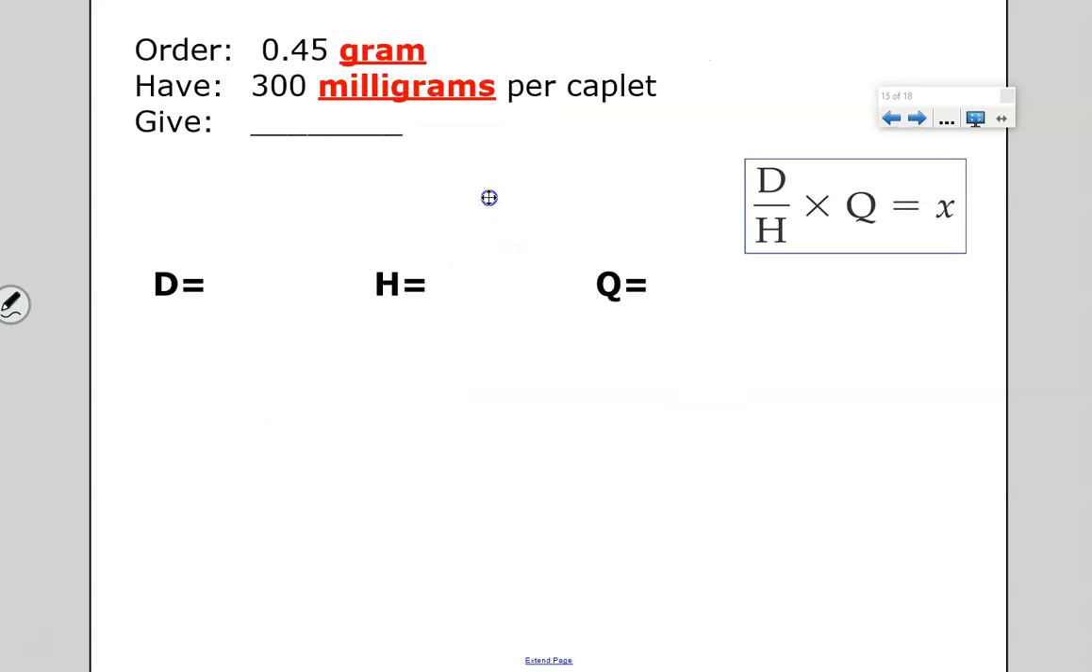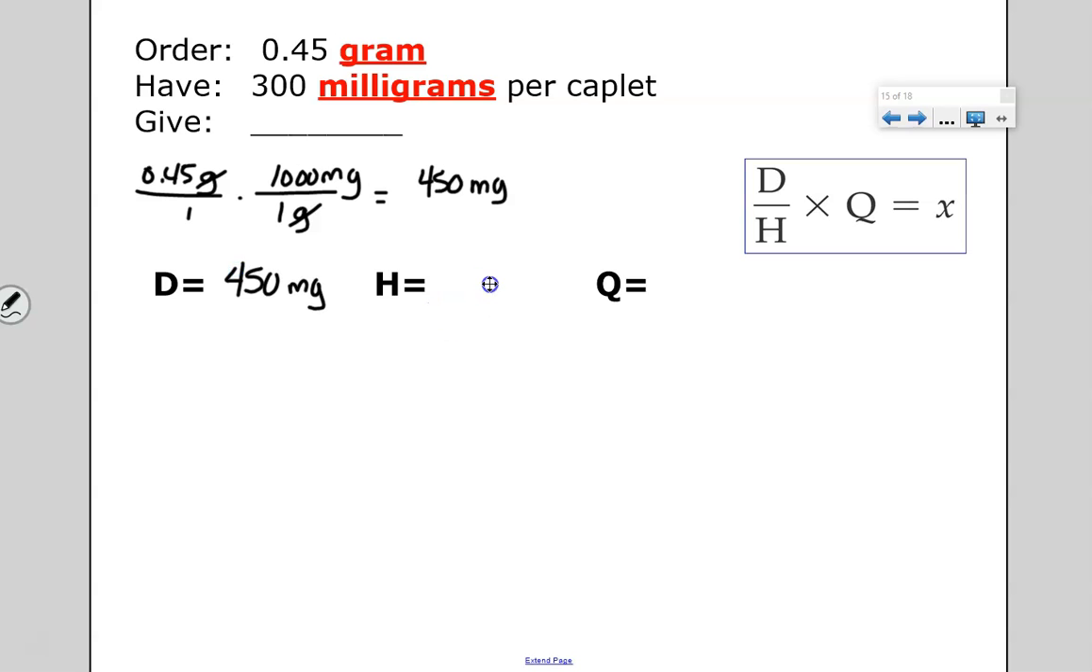Now, if we look at this example, we have grams and milligrams. So again, these have to be in the same unit. I'm going to go ahead and change the order into the same unit as the have quantity. So I have 0.45 grams over 1. In 1 gram, there is 1,000 milligrams. So I'm going to end up taking 0.45 times 1,000, which would give me 450 milligrams. Again, because the grams cancel. So that is my dose, 450 milligrams.